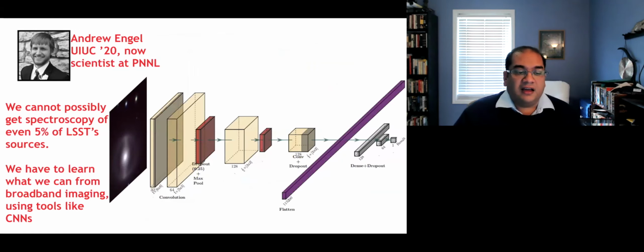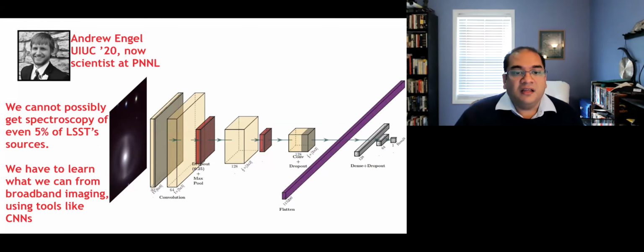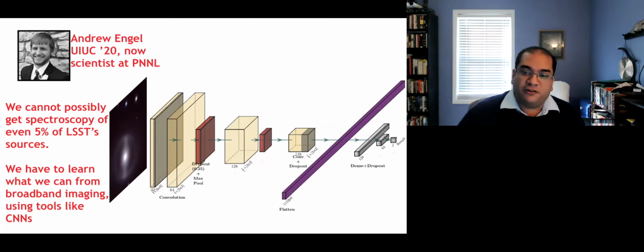LSST. Another student of mine, Andrew Engel, who graduated just this past May and is now a data scientist at PNNL, used a neural network architecture initially developed by Johanna Pasquet. This is actually fairly similar to what Dimitrios showed you earlier for classification, except here being used to get a photometric redshift probability distribution function.